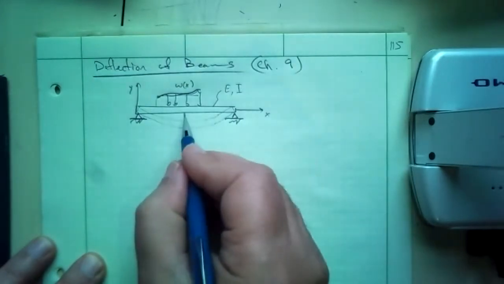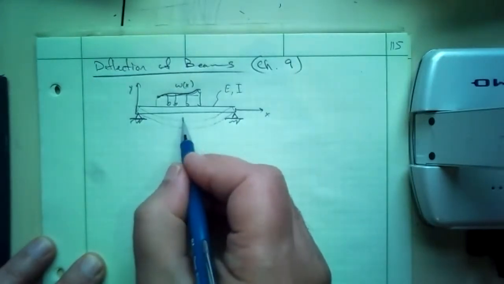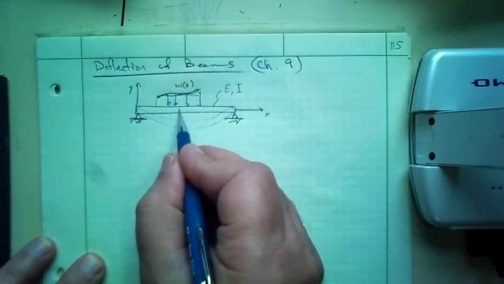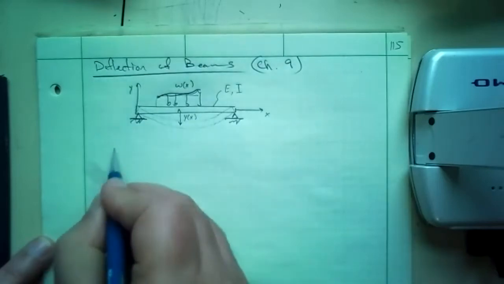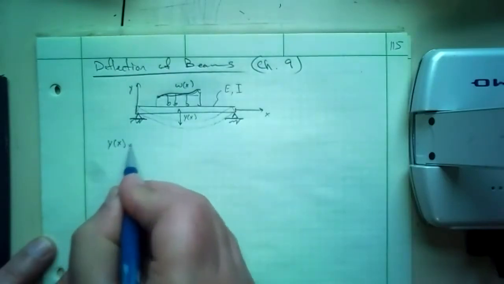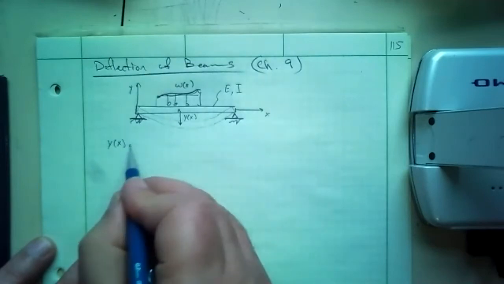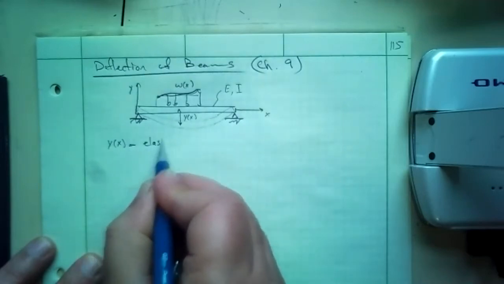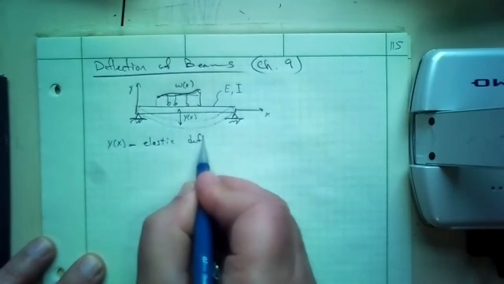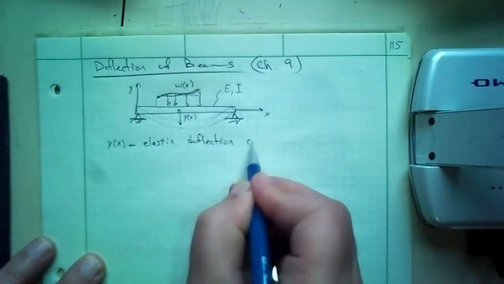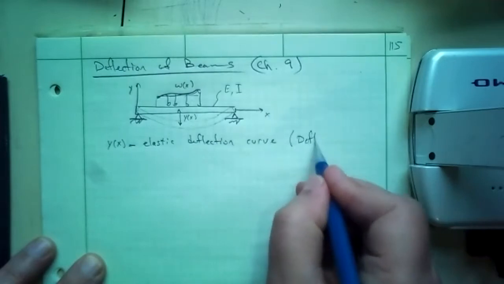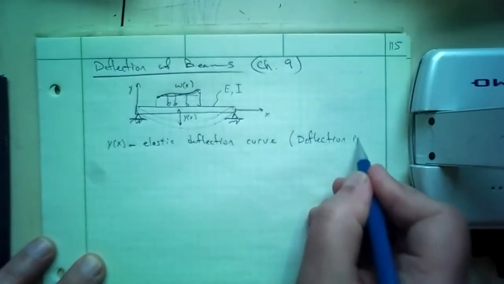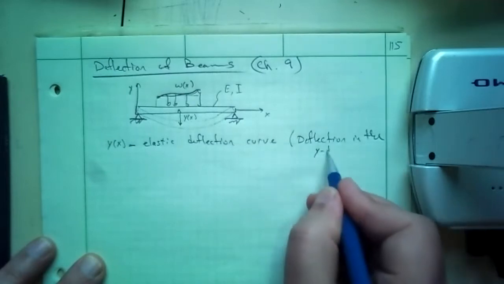We're going to define the deflection by this y. So y of x, a function of the length, is called the elastic deflection curve, or simply deflection in the y direction.